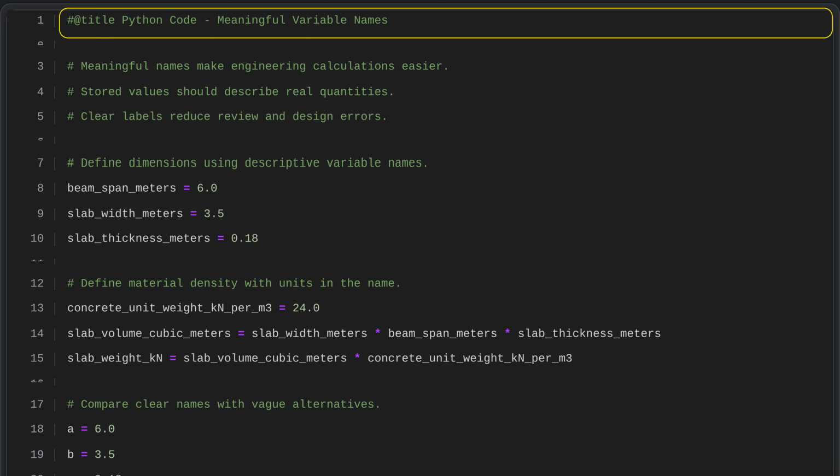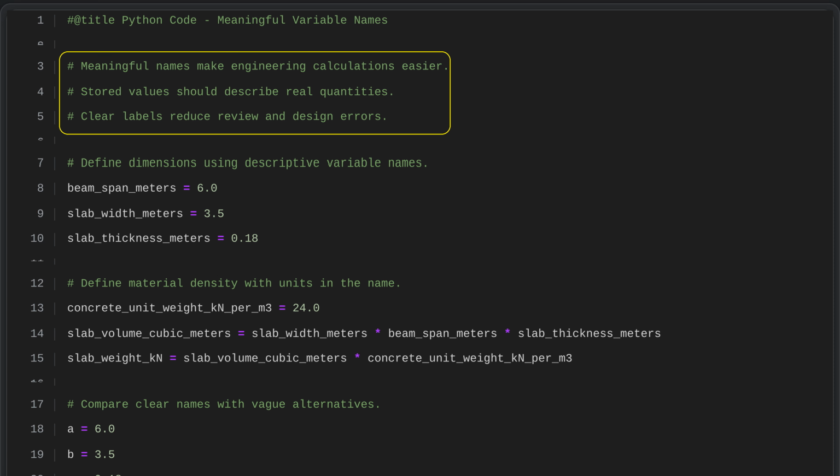Python code. Meaningful variable names. Use meaningful names for stored values in engineering calculations so they clearly represent real quantities. Clear labels make work easier to review and help prevent design errors.